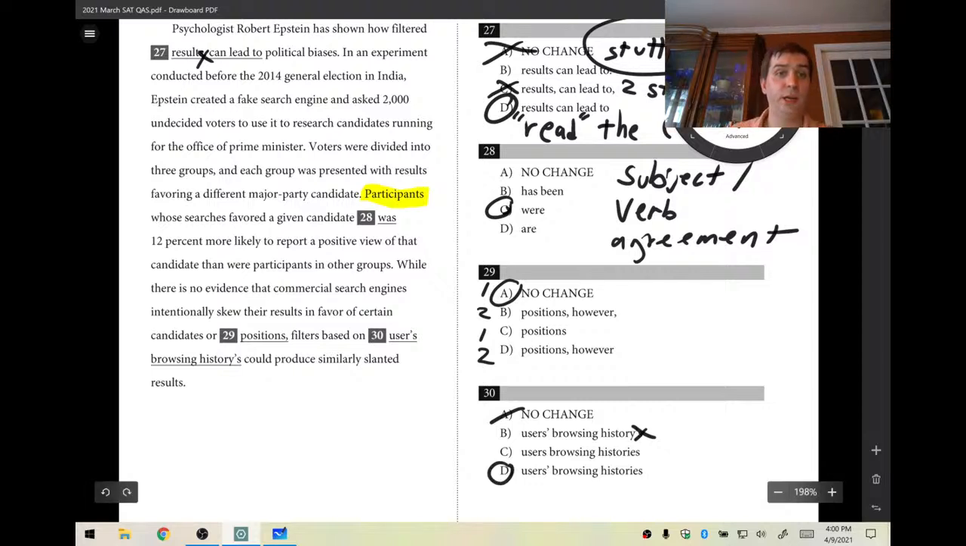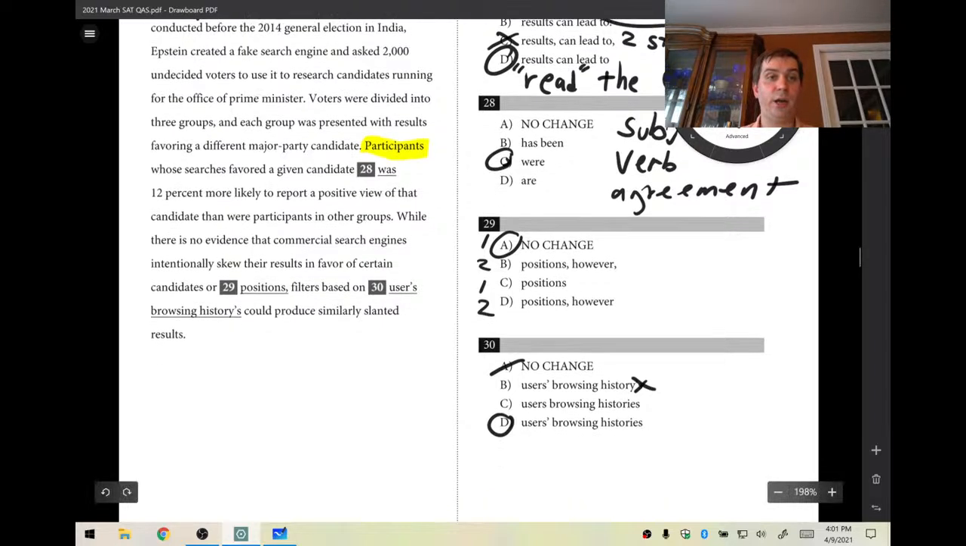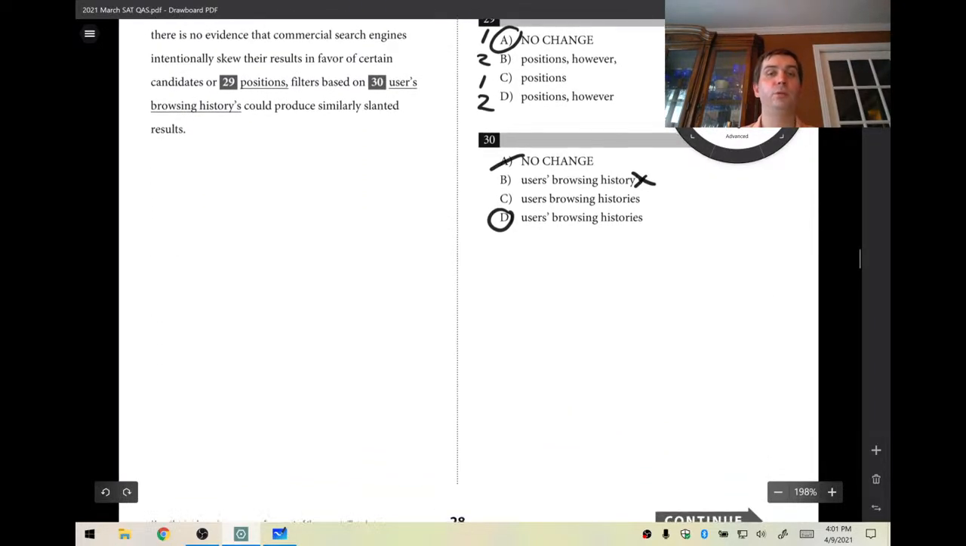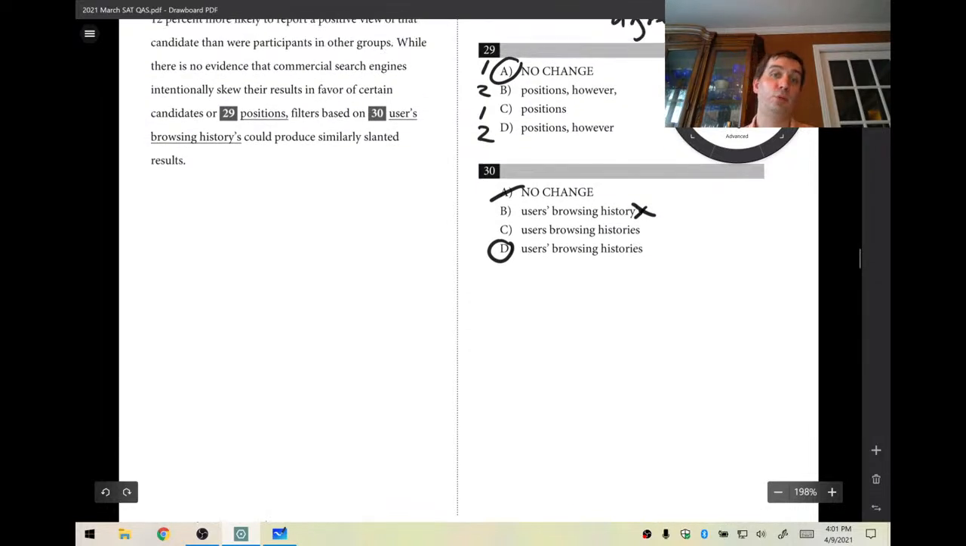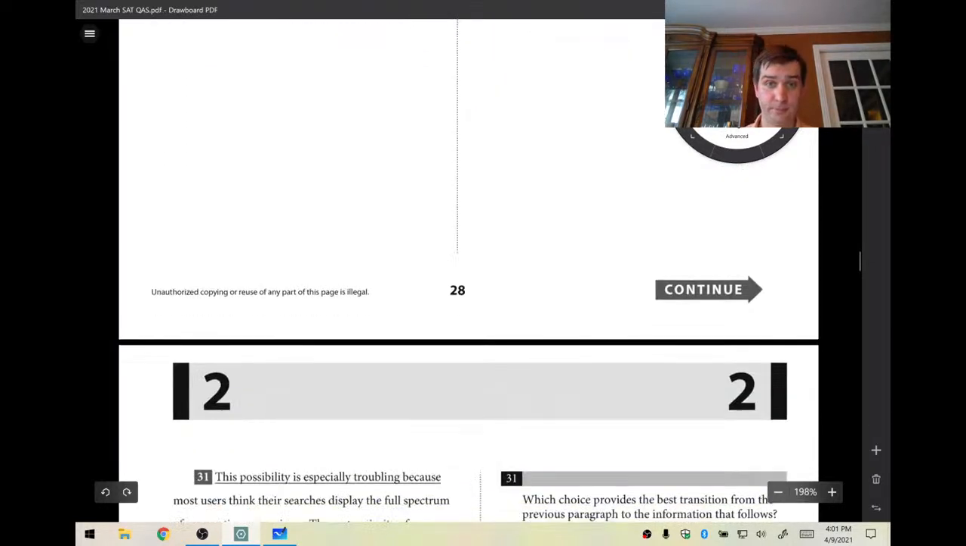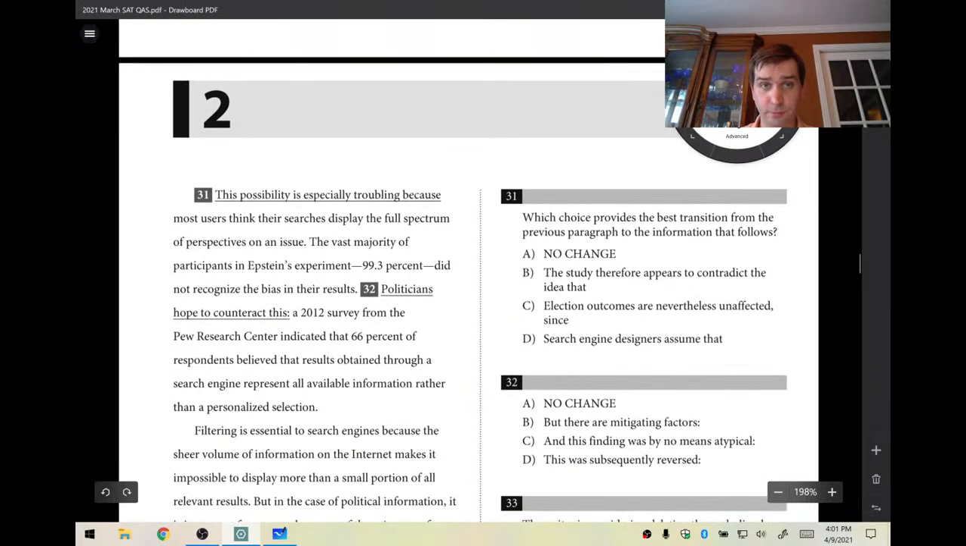I'm going to read that. While there's no evidence that commercial search engines intentionally skew the results in favor of certain candidates or positions, filters based on users', plural, browsing histories could produce similarly slanted results. So make sure you know how possession works, especially if you have plural possession. Let's look at 31.